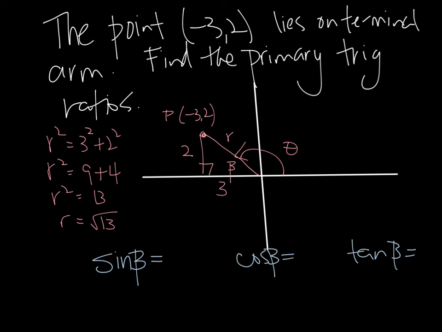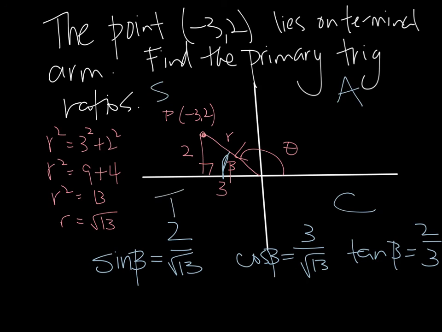So I'm going to work with the related acute angle beta. The sine of beta would be 2 over root 13. The cos of beta would be 3 over root 13. And the tan of beta would be 2 over 3. Now, beta is the related acute angle. To get the theta, we need to consider our CAST rule again.